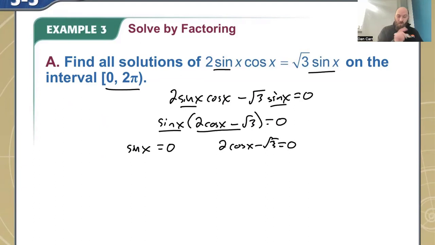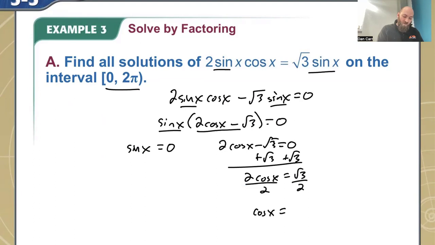Okay, I'm going to ignore sine of x for now. Let's focus on this one. We're going to solve this for x. So I'm going to add the square root of 3 to both sides. 2 times the cosine of x is equal to the square root of 3. Divide both sides by 2 so that the cosine of x is equal to the square root of 3 over 2.